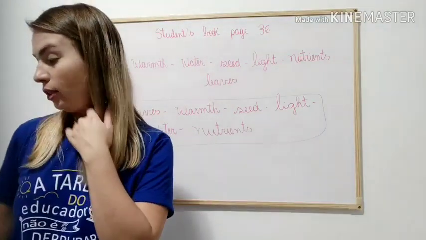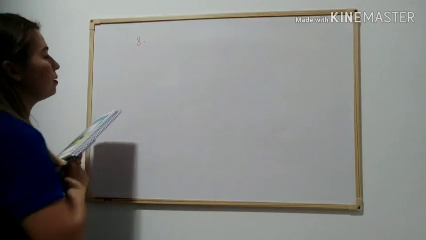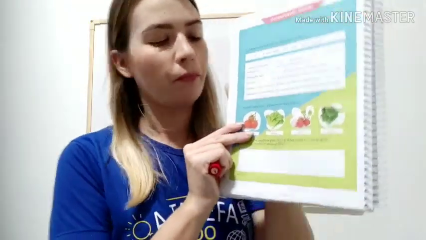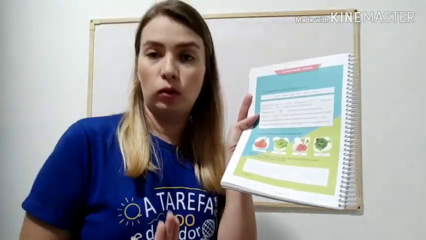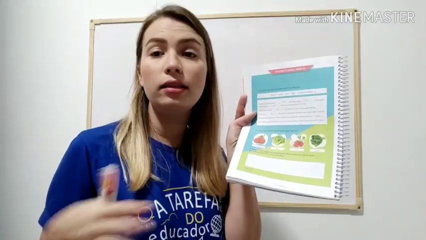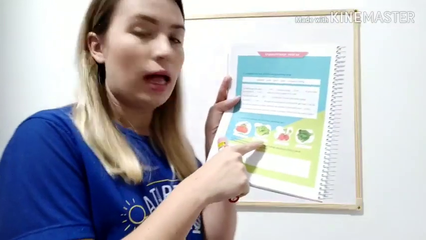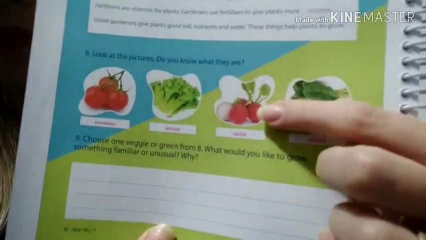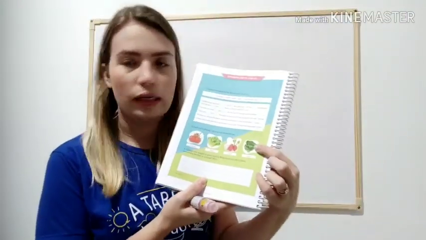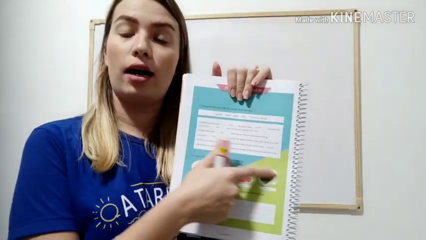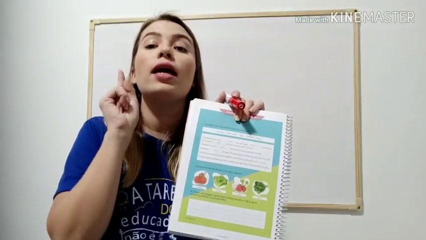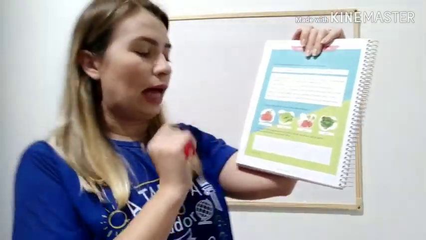So, now, let's do number nine. So, number eight and number nine. Okay? Let's talk about these vegetables. We have tomato is a fruit, but we eat like a vegetable. Salad, but it's a fruit. Tomatoes. Lettuce, it's a vegetable. Lettuce. Radish, do you know radish? Look. Radish and spinach. So, these are good food. It's important to eat this. It's very important.